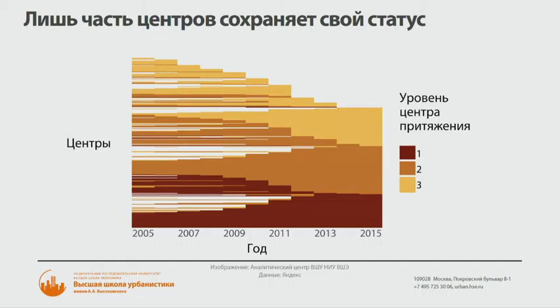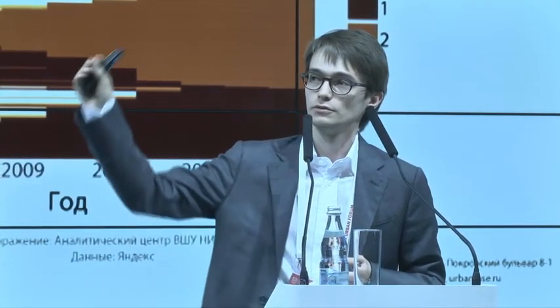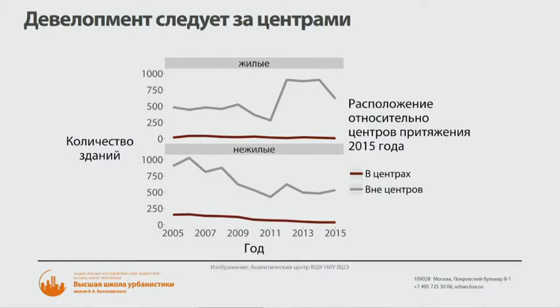So we see how centers survived, how they existed, with dark red. These are the centers that were the most powerful starting 2005 and are still powerful till now. Then you see second level centers. You see how dark brown or brown centers become a lower level center. So now localization. Centers for 2015.